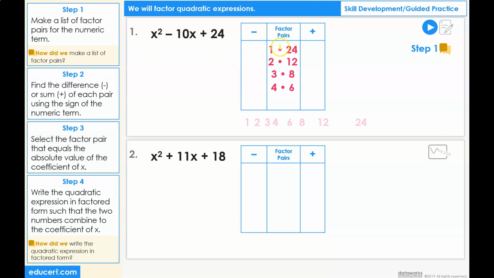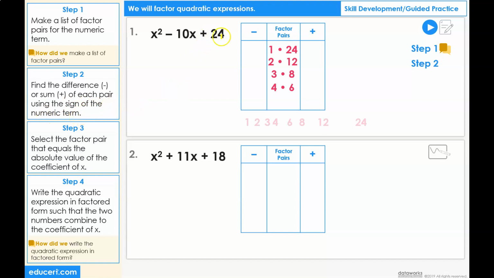We made a list of factor pairs by writing down all combinations of two whole numbers that multiply to give us the numeric term, in this case 24. Step 2. Find the difference or sum of each pair using the sign of the numeric term.